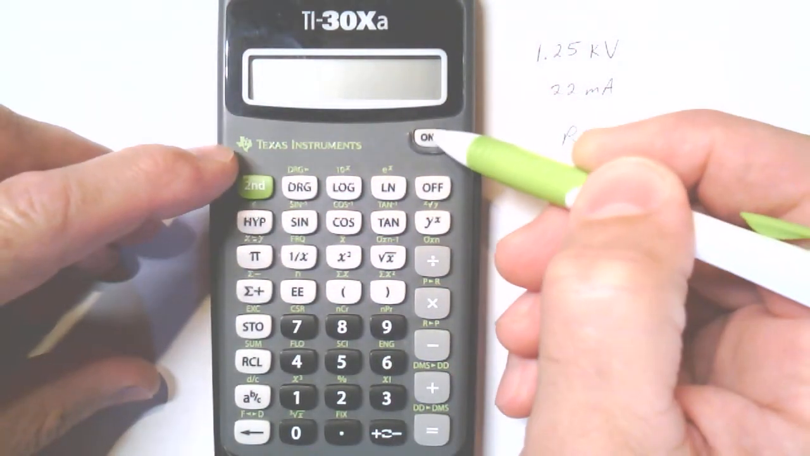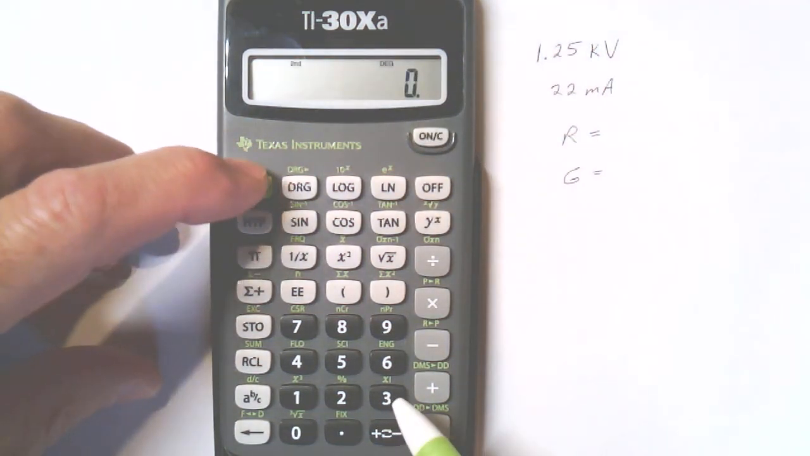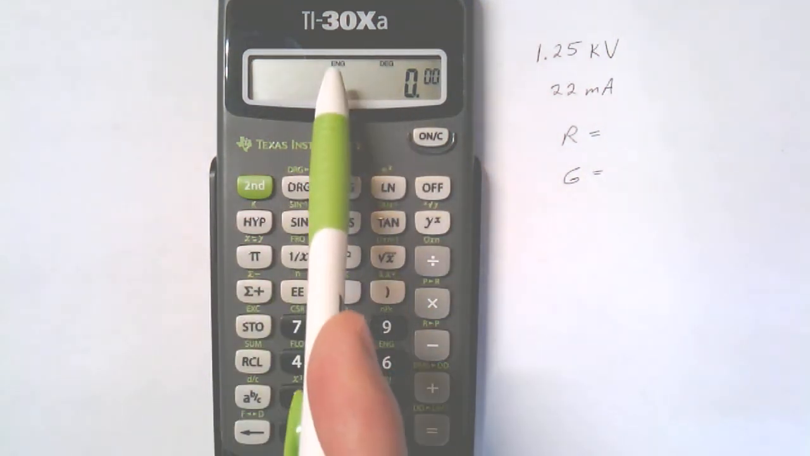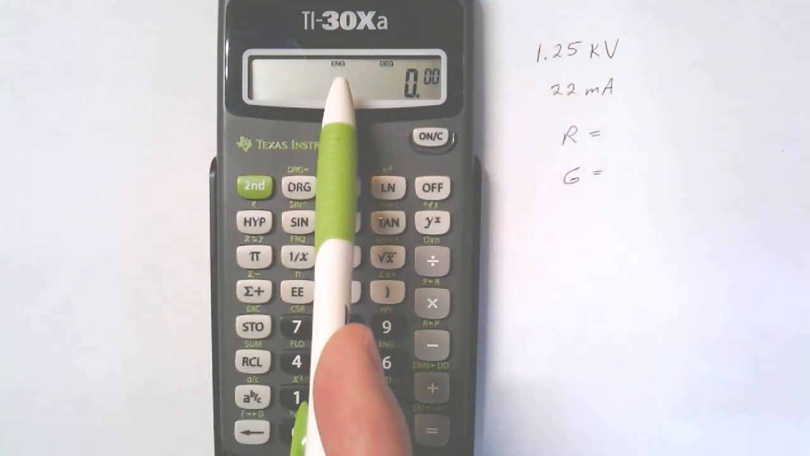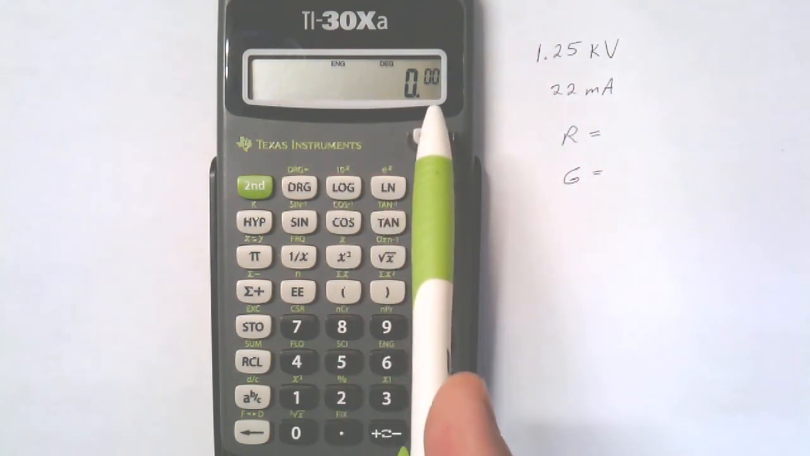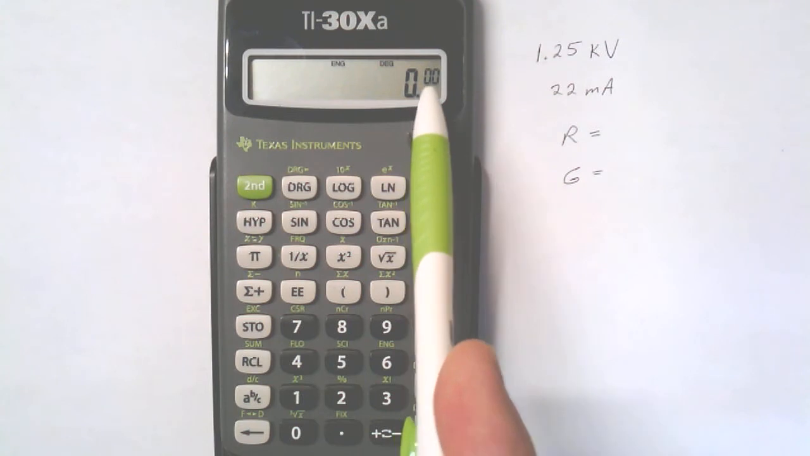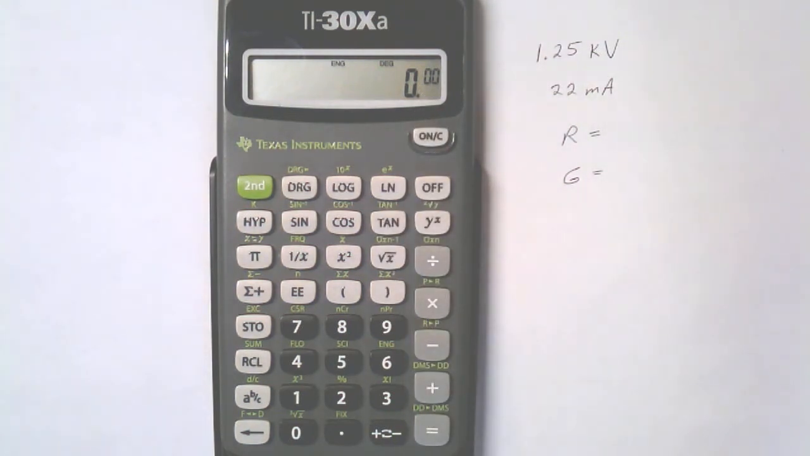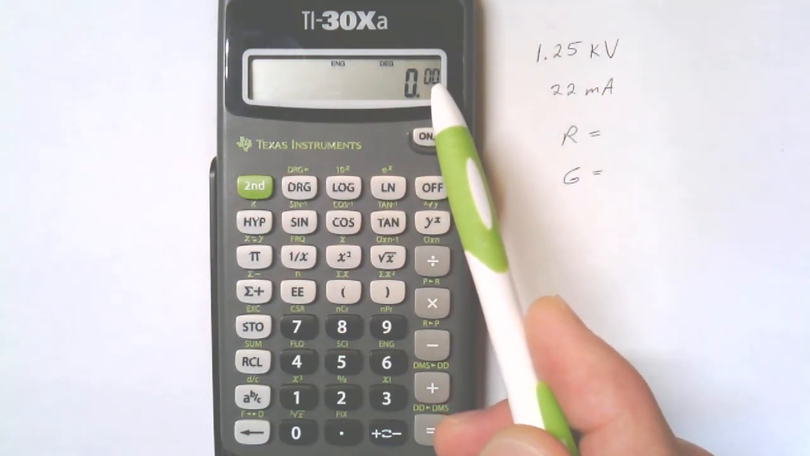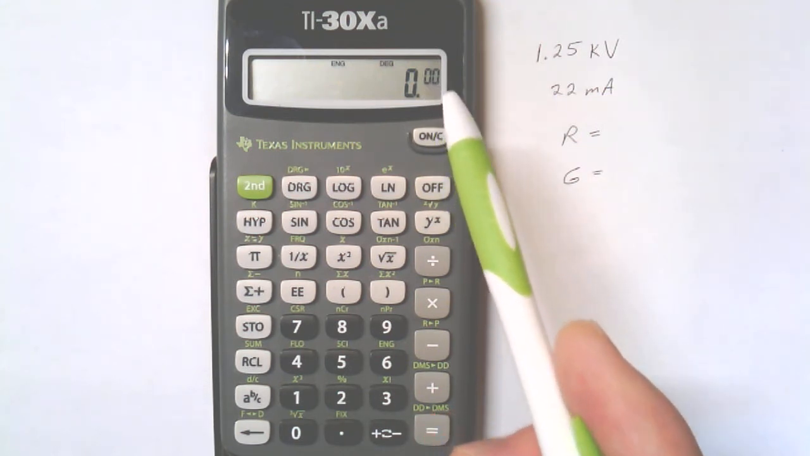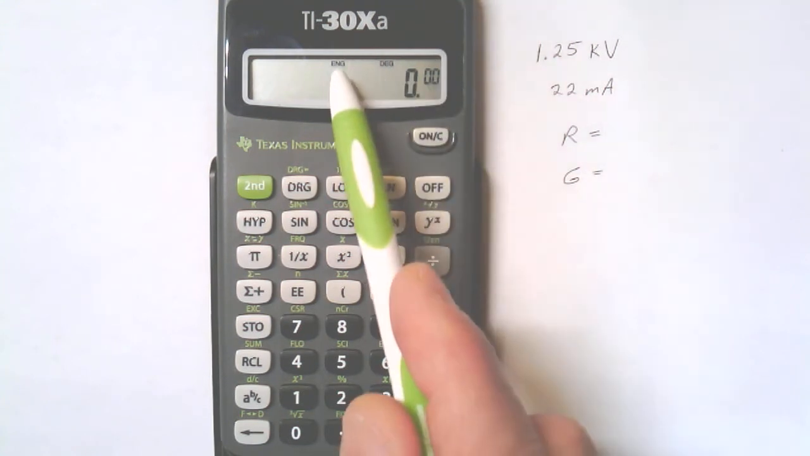Oops, let's turn this on. Let's do that, and then I'll hit the second function key, and I'll hit engineering. And now you can see I'm in engineering mode, which means all my answers will be displayed as 10 to the third, 10 to the sixth, 10 to the ninth, 12th, etc., or 10 to the negative third, sixth, ninth, and so on. So that exponent is going to show up here in multiples of 3 for engineering mode.